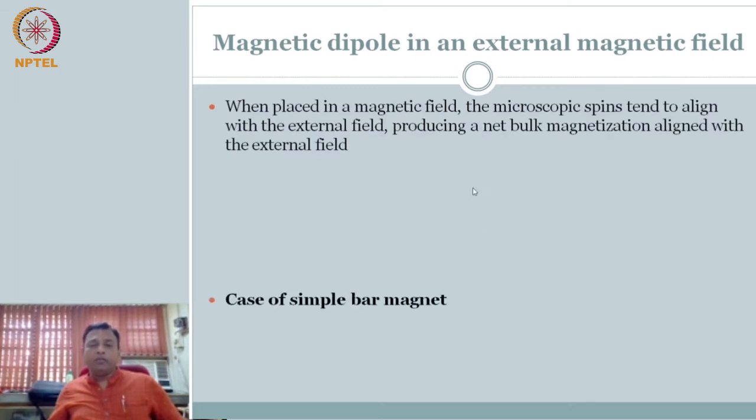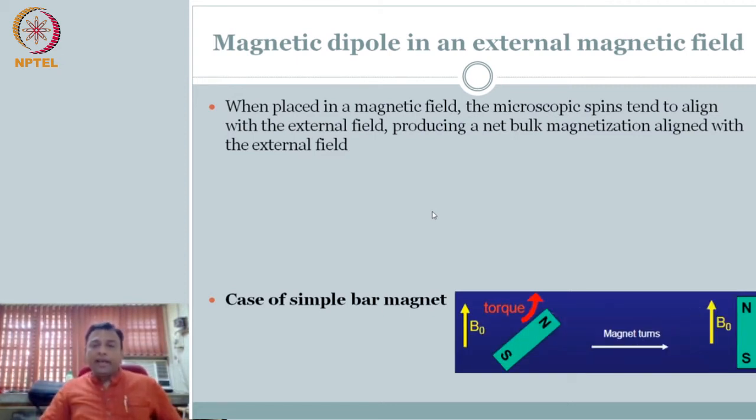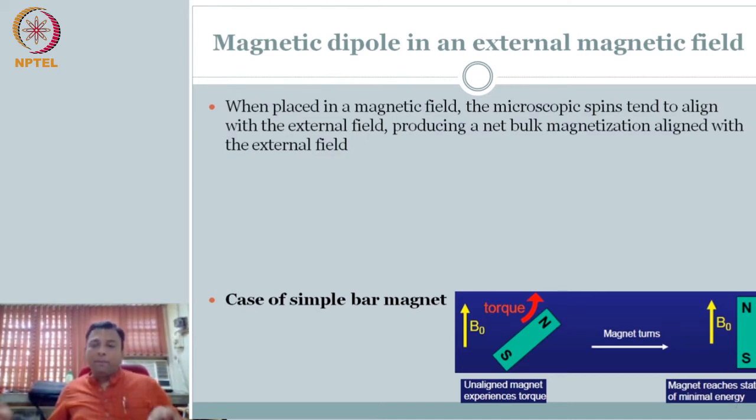So let's complete what we know of the simple bar magnet. You throw it in any direction. The B naught here in this case is the Earth's magnetic field. So the bar magnet will turn to align itself. It is experiencing a torque, and that torque makes it align into the North Pole direction. This has to be its resting state, which is the low energy state. Naturally, initially it was in a high energy state. So an unaligned magnet experiences torque, and the magnet reaches a state of minimal energy. This is the case of the simple bar magnet.